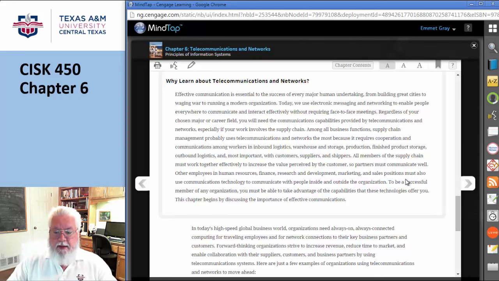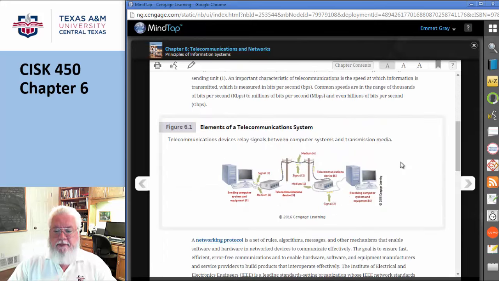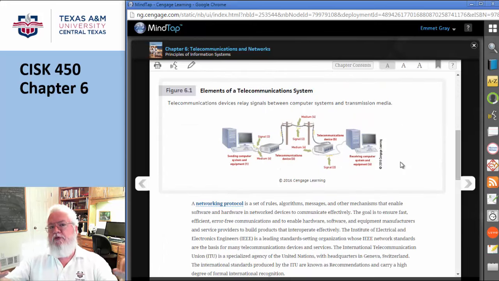Okay. So continuing, the first section is kind of like an overview of telecommunications as a whole. And they have some terms here. Two terms they talk about are the media and or medium, and the signal. Medium is like the wire. Okay, so here's the parts.